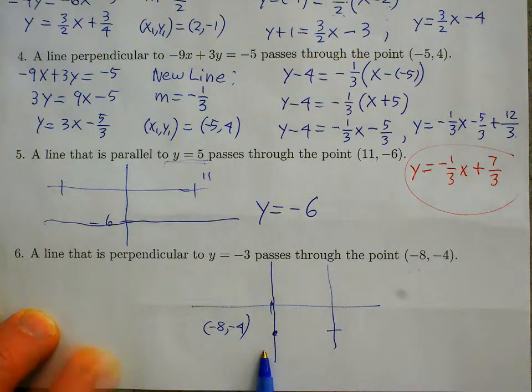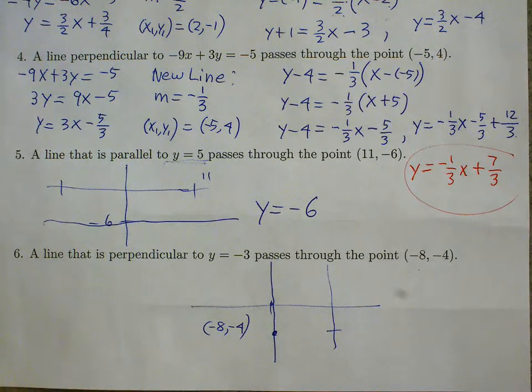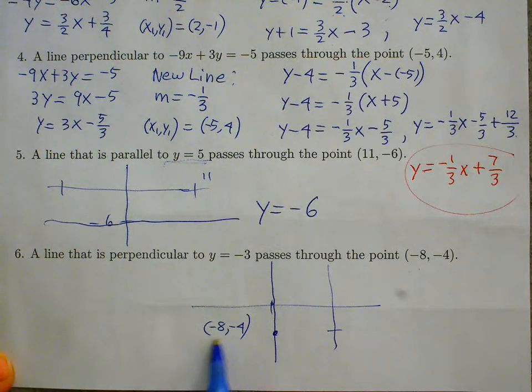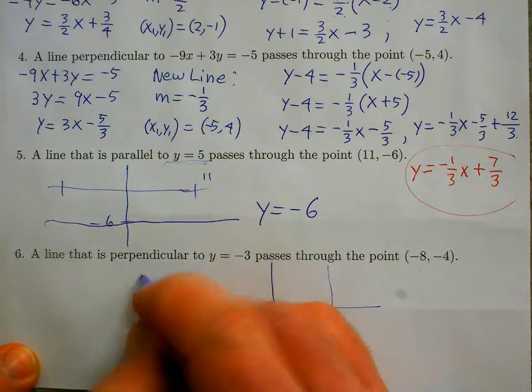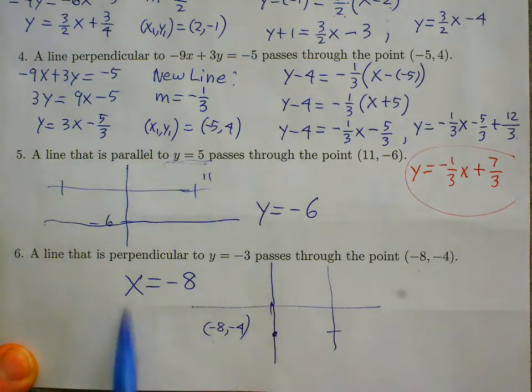So what's the equation of that vertical line? X equals negative 8. Yeah, x equals the x coordinate. So x equals negative 8 is the equation of that vertical line.